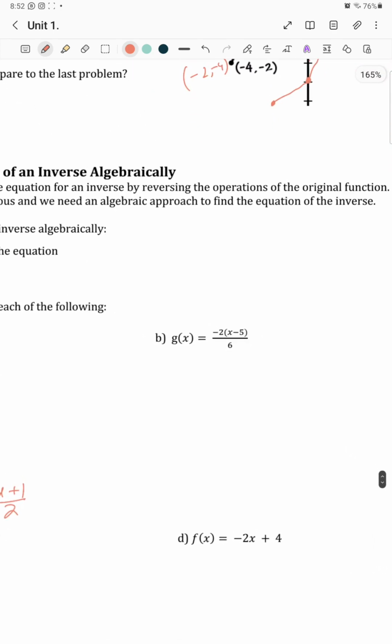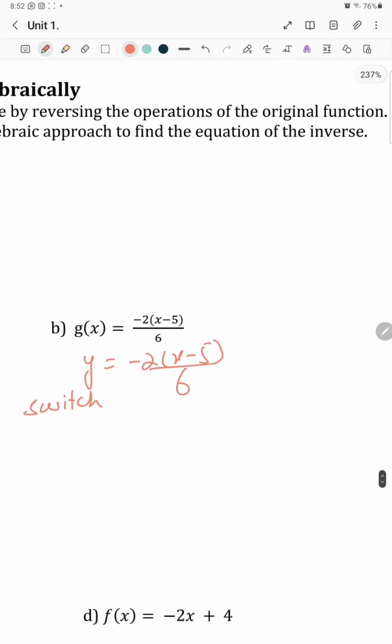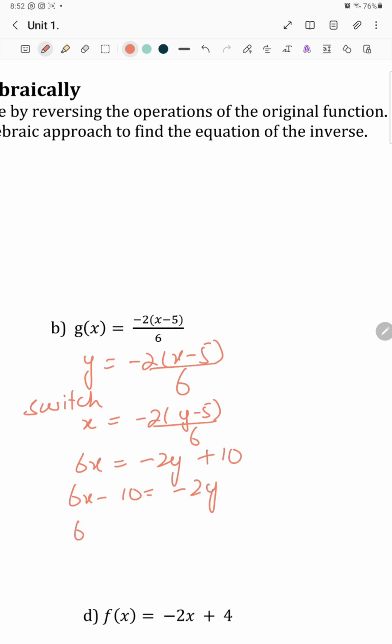Okay, part B is g of x. So let's write y is equal to minus 2x minus 5 over 6. Switch x and y. We will get x is equal to minus 2y minus 5 over 6. It will be 6x is equal to minus 2y plus 10. 6x minus 10 is equal to minus 2y. 6x minus 10 over minus 2 is equal to y.